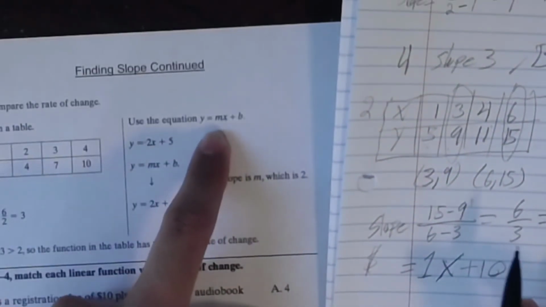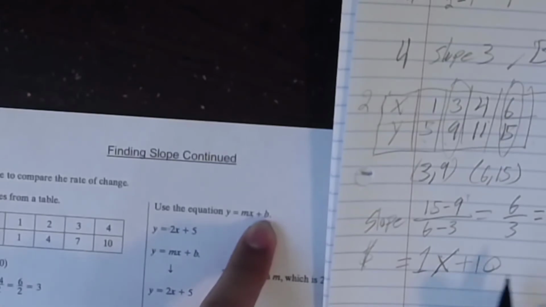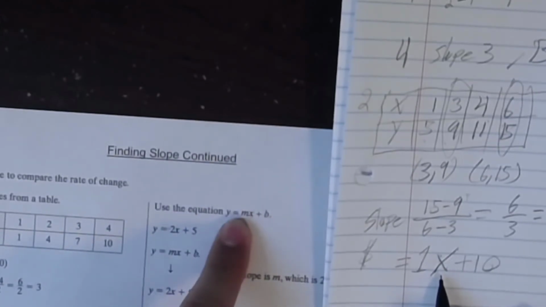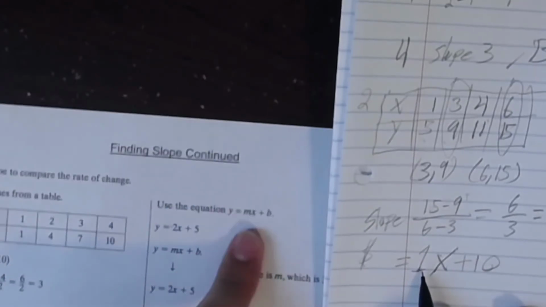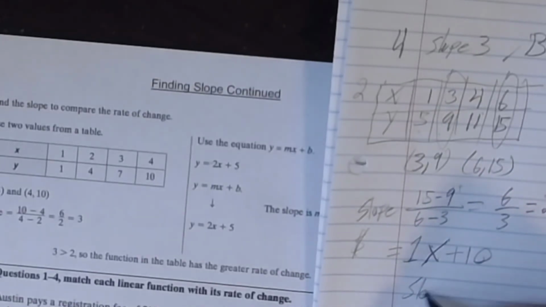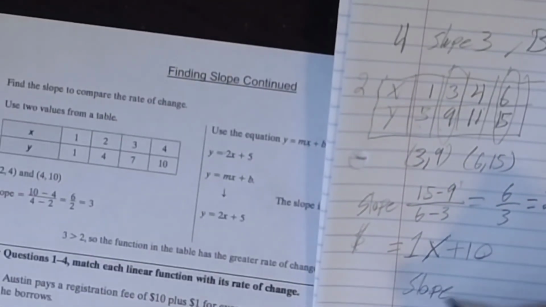If you were to look at this formula right here, y equals mx plus b, it's very similar to what we have right here. B is always fixed, which is our $10 flat fee. Then we do not know what our variable is, which is how many books he has borrowed, but we know how much it costs for each book. It's $1. That's our slope. This is our m. So our slope is 1.